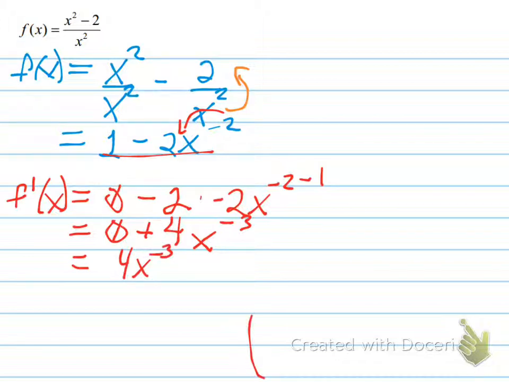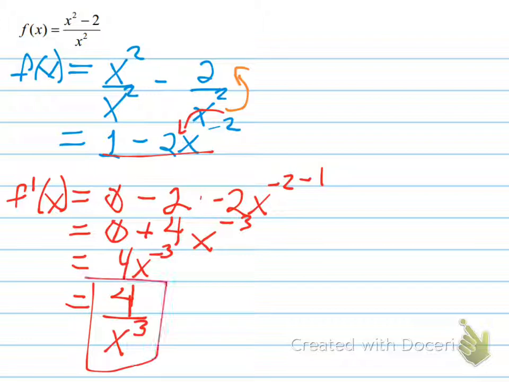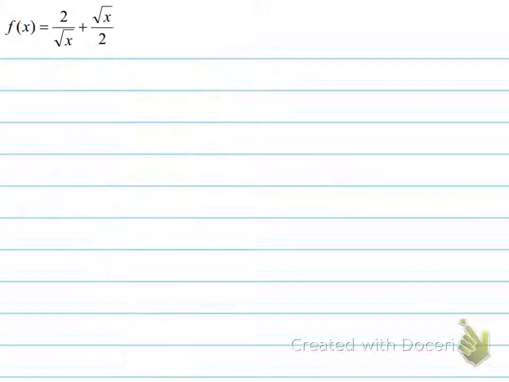I do not want to leave, even though you can on the exam, but in this case I don't want to leave a negative exponent. It's only proper to put him in his proper place. So my answer would be 4 over x cubed. That's the answer. All right, next example.